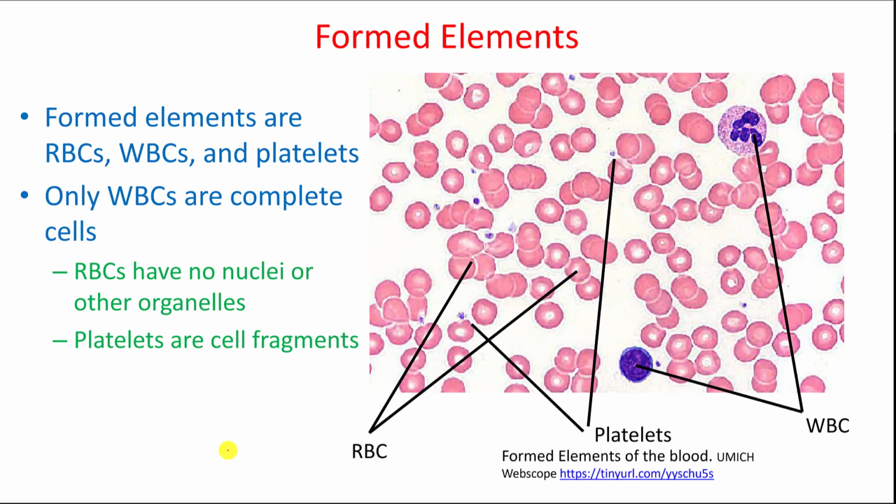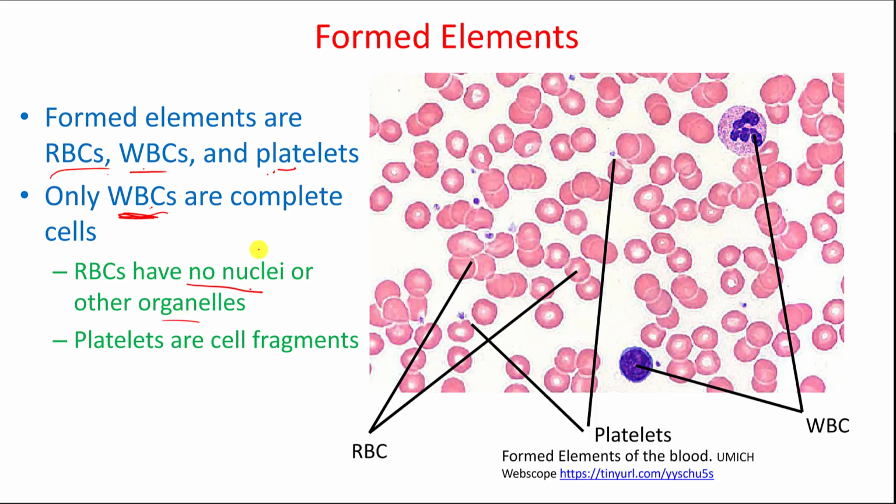For the formed elements, of course, as we said, we have the red blood cells, white blood cells, and the platelets. Only the red blood cells and the white blood cells are living elements. Platelets are fragments of the cells, so they are not living elements. And the white blood cells only, we can consider them complete cells because they have the nucleus. Whereas the red blood cells, they don't have nuclei or other organelles.